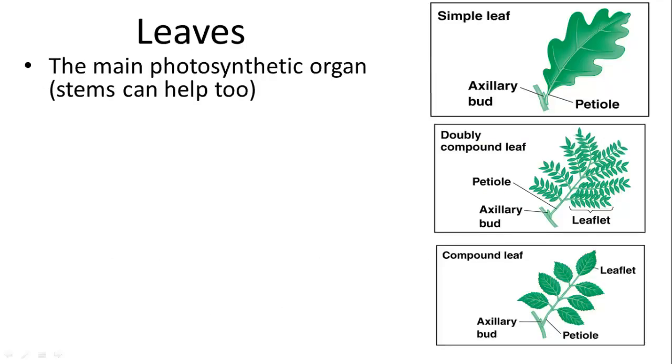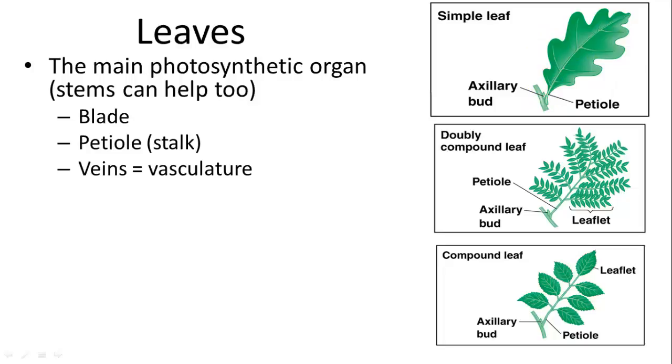So leaves are the main photosynthetic organ. They are generally flattened, and their flattened parts are angled towards the sun to collect sunlight for photosynthesis. Stems are green, and they can also help too. Leaves are formed from different portions. You have the petiole, which attaches it to the stem, and then the blade, which is the leaf part. The veins within it comprise the vasculature, so the xylem and phloem, to help transport sugars and water.